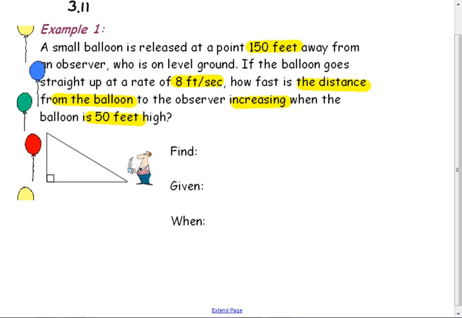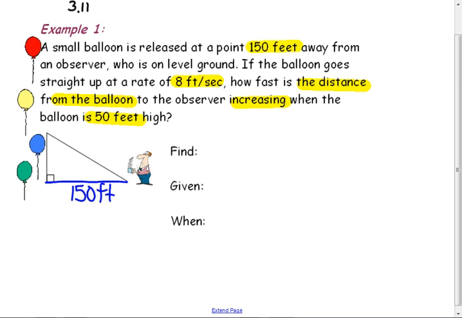So I drew my picture, and then it says to label your diagram with things that are constant in time. Well, the only thing that's constant in time is the distance from the observer to where the balloon is released. How far is that? Okay, you got to make sure you get the numbers in the right place.